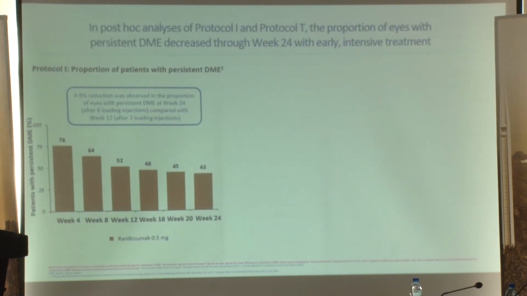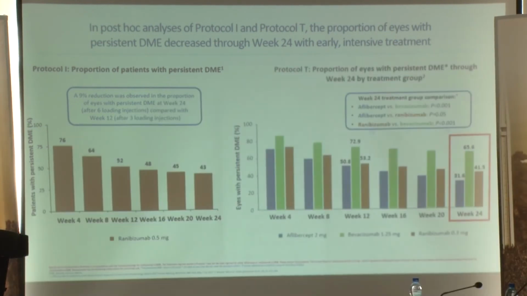So if you look at the post hoc analysis of protocol I and protocol T, that again has shown up till week 24, there is a significant reduction in number of the patients who were having persistent macular edema, so that showed improvement. Similarly, in protocol T, you can see at week 24, so all agents are working. Definitely Aflibercept was superior, but all the agents had reduced the burden of the disease, and the diabetic macular edema was reduced.